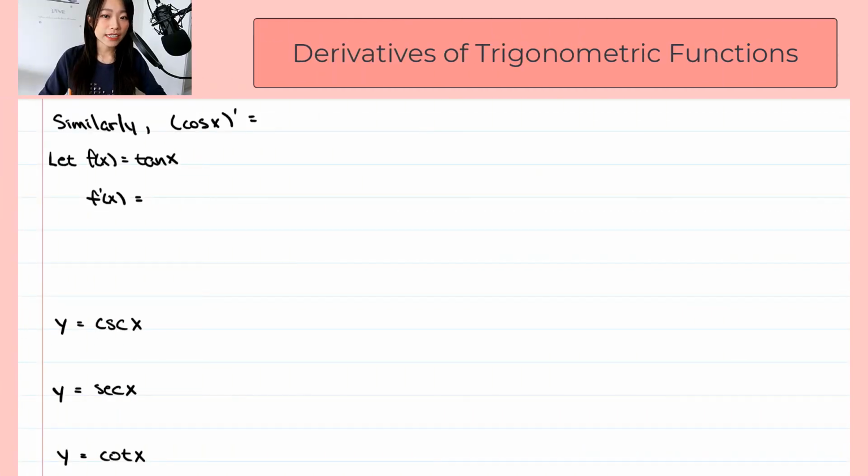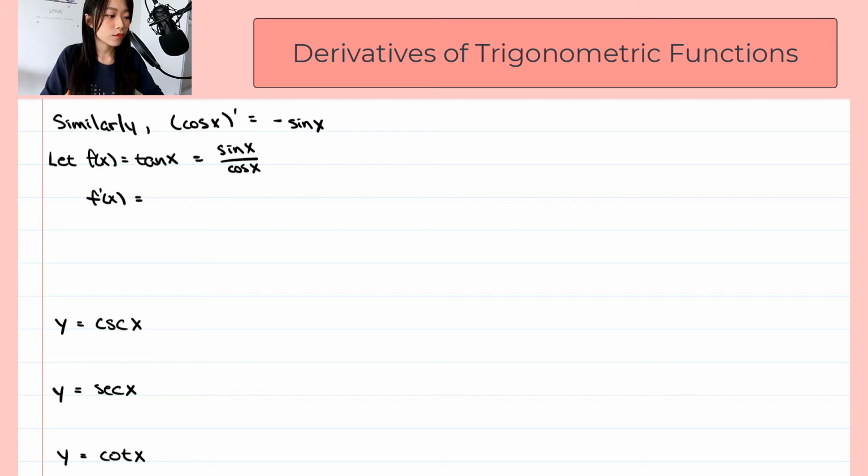Similarly, you can use the exact same techniques to find that the derivative for cosine of x equals negative sine of x. And next, the tangent of x. Let f of x equal tangent of x. Tangent of x also equals sine of x over cosine of x. To find its derivative, we can use the quotient rule, since we already know the derivative of sine of x and the derivative of cosine of x.